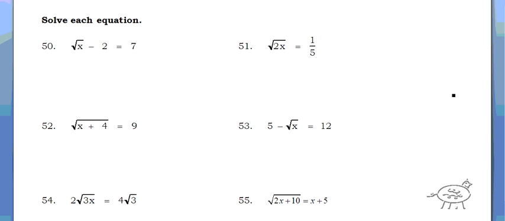Okay, this next set of problems is all solving, which we spent the last couple days doing. Remember, you isolate the square root. So I'm going to add 2 to both sides, so I get the square root of x equals 9, and I square both sides.